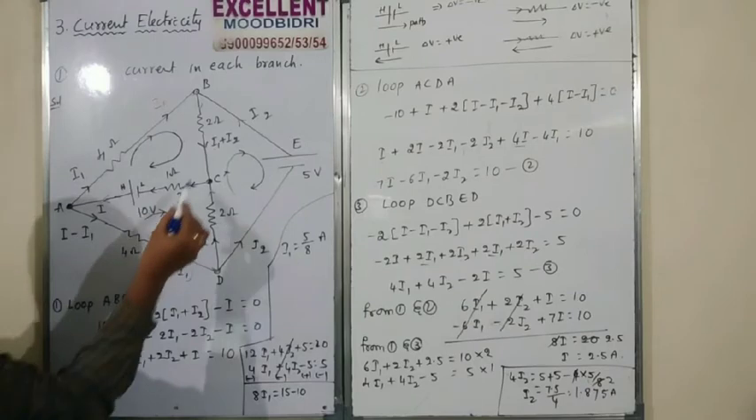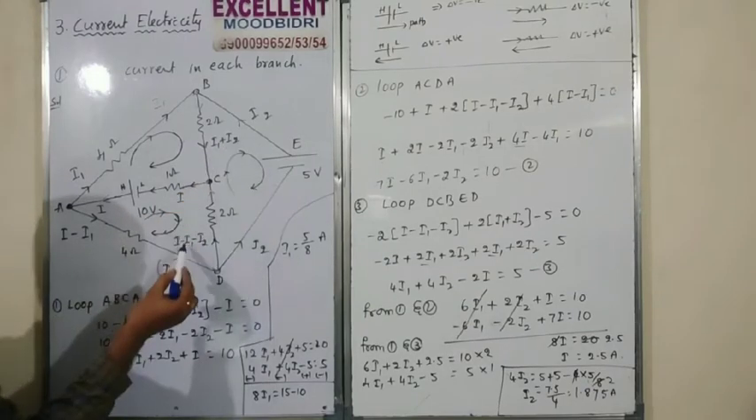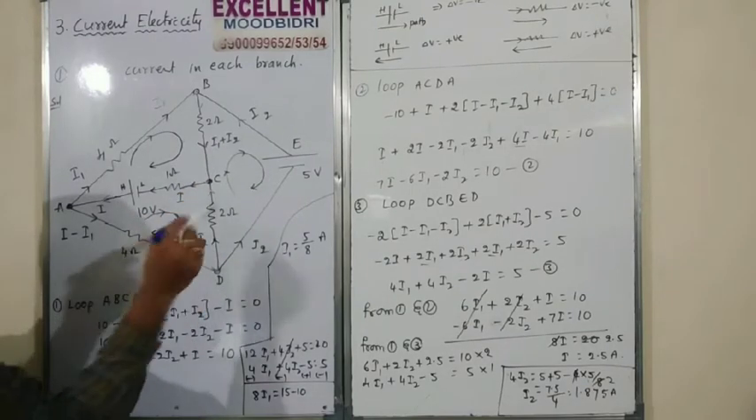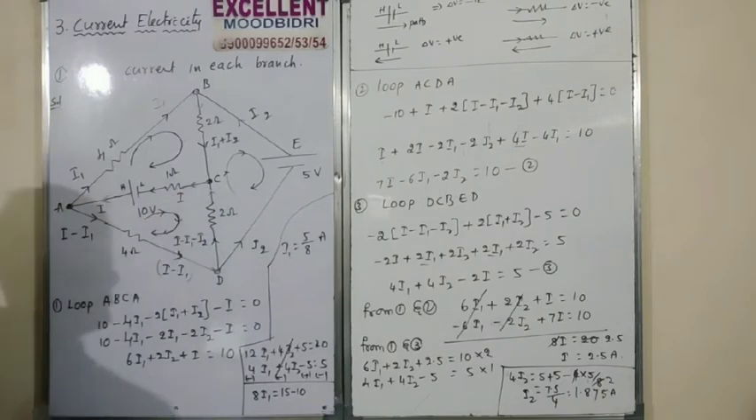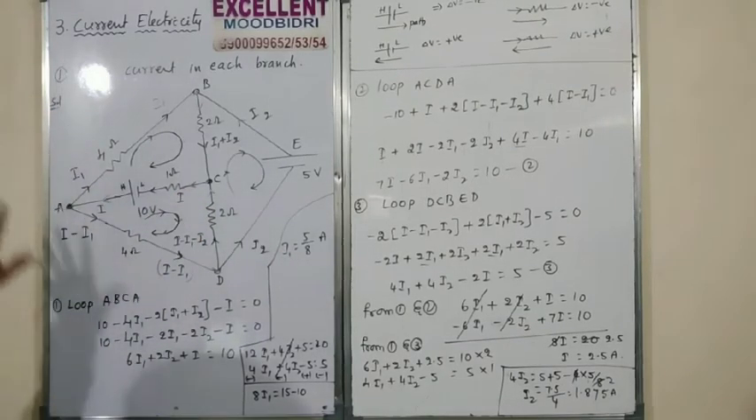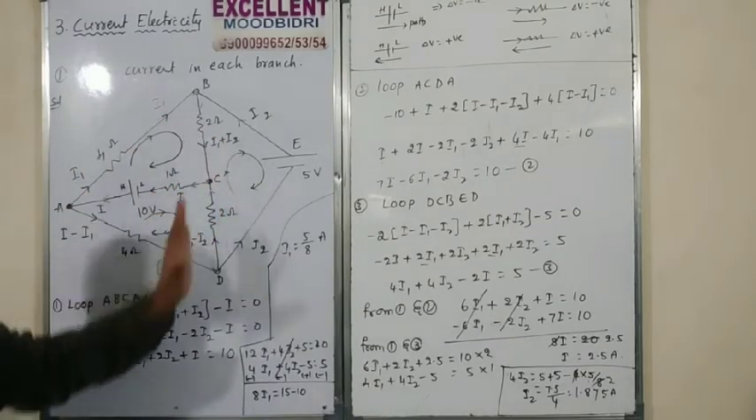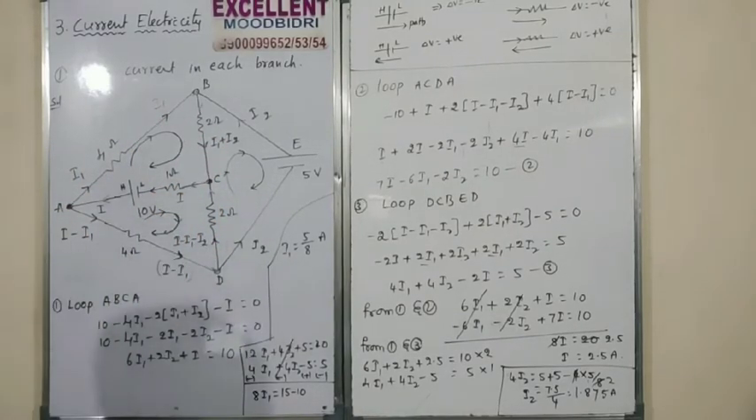See, once again observe here: I1 plus I2 and minus I1 minus I2 get cancelled, so I will go. So our circuit system is correct. That means the current distribution is exactly correct. First you want to distribute the current correctly, that is the most important.